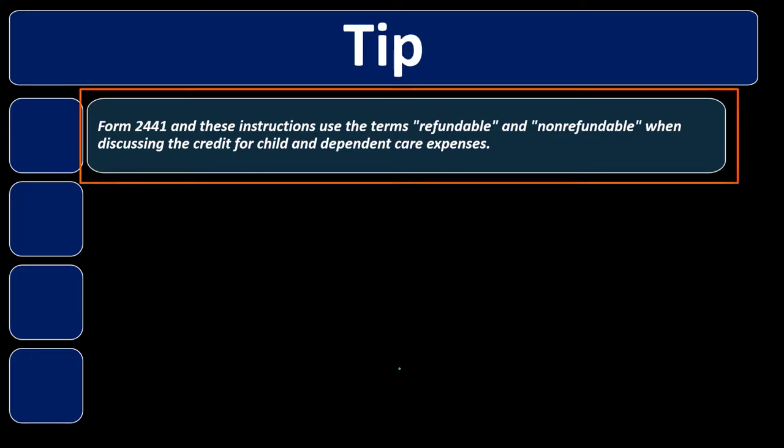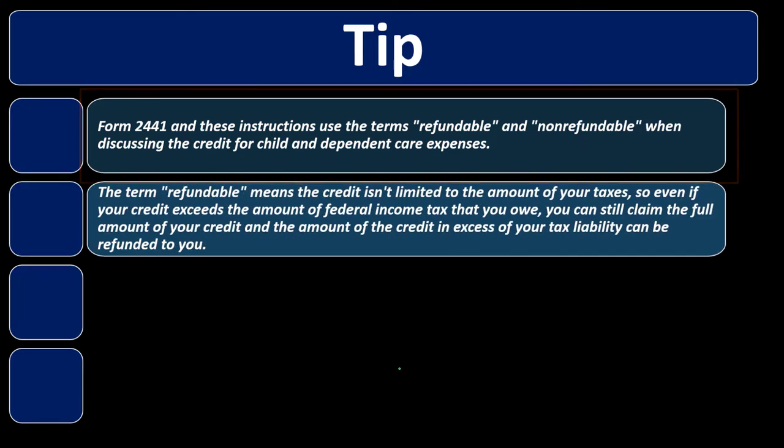Tip. Form 2441 and these instructions use the terms refundable and non-refundable when discussing the credit for child and dependent care expenses. The term refundable means the credit isn't limited to the amount of your taxes, so even if your credit exceeds the amount of the federal income tax that you owe, you can still claim the full amount of your credit, and the amount of the credit in excess of your tax liability can be refunded to you.